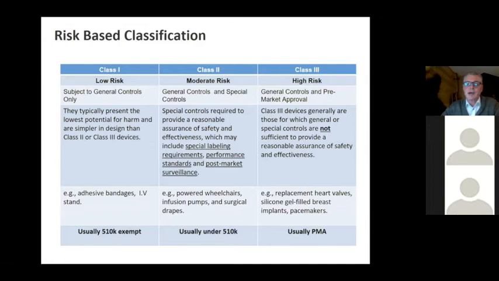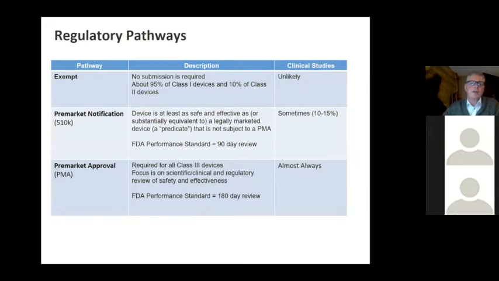Class 3 products are the higher risk products. Those will involve the general controls and must undergo a pre-market approval application. That would include high risk products such as replacement heart valves, silicone gel-filled breast implants, pacemakers, and again, they will always fall under a PMA. If we look at 510K exempt products, no submission is required, and about 95% of class 1 devices and perhaps 10% of class 2 devices fall under that category. It is unlikely that any clinical trial data will be required to support bringing that product to market.